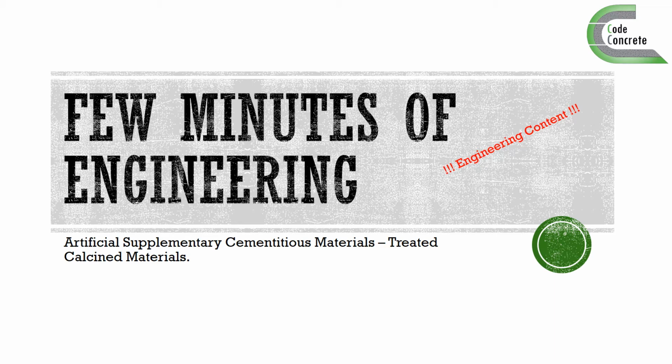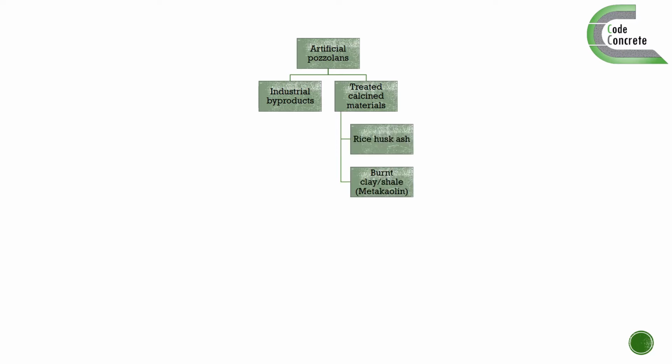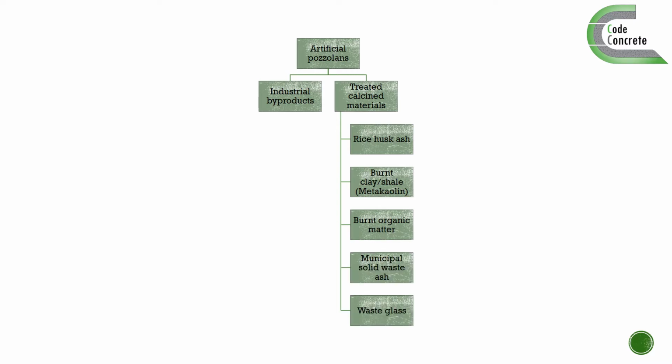Artificial supplementary cementitious materials, treated calcined materials. Artificial pozzolans can be classified into two main groups: industrial byproducts and treated calcined materials. Treated calcined materials are man-made pozzolans, in which they're exposed to high temperatures and then ground, thereby modifying their chemical and/or physical structure, in order to enhance the pozzolanic activity. This category includes materials such as rice husk ash, calcined clays, burnt shale, metakaolin, burnt organic matter, municipal solid waste ash, waste glass, and others.